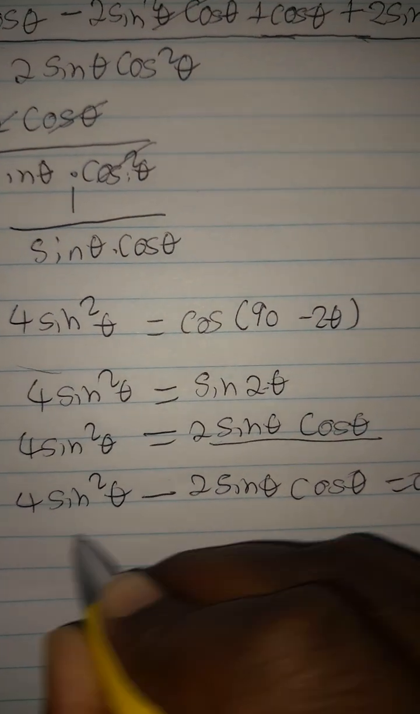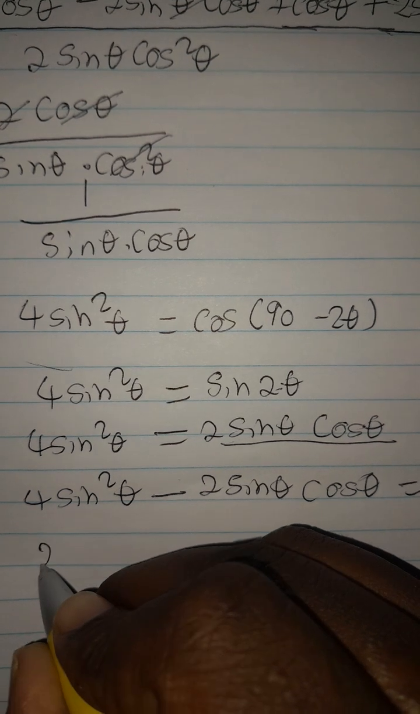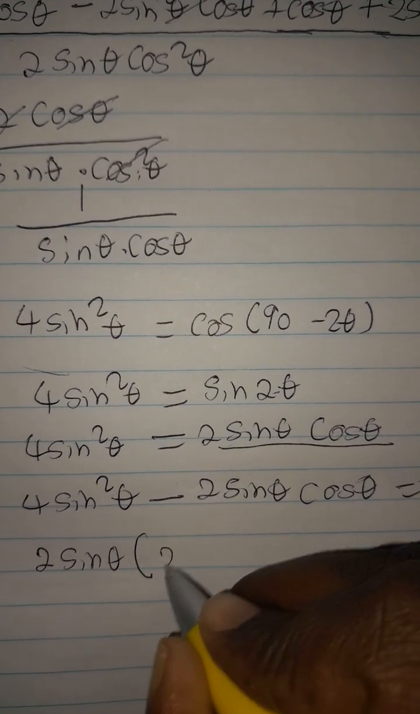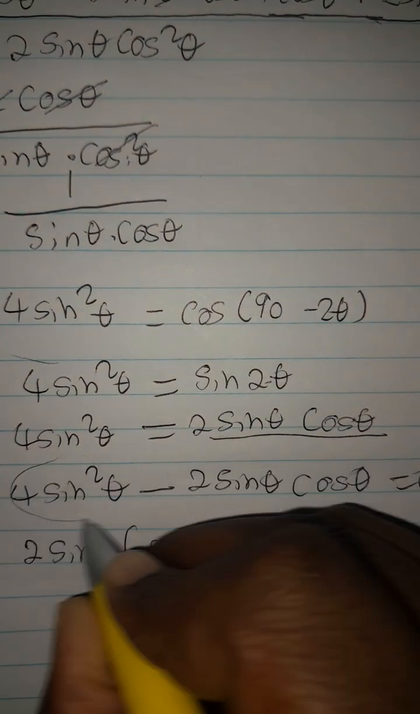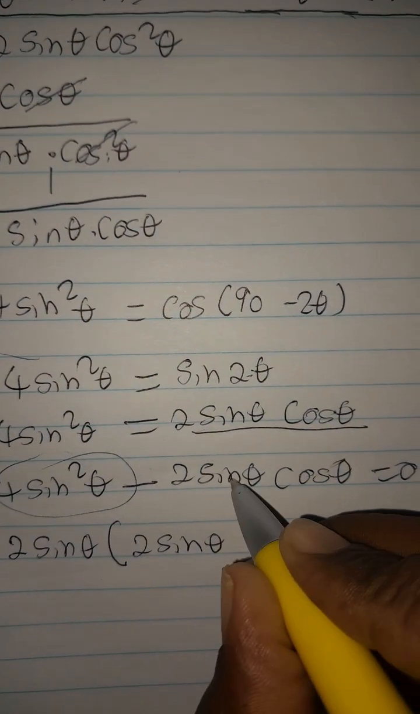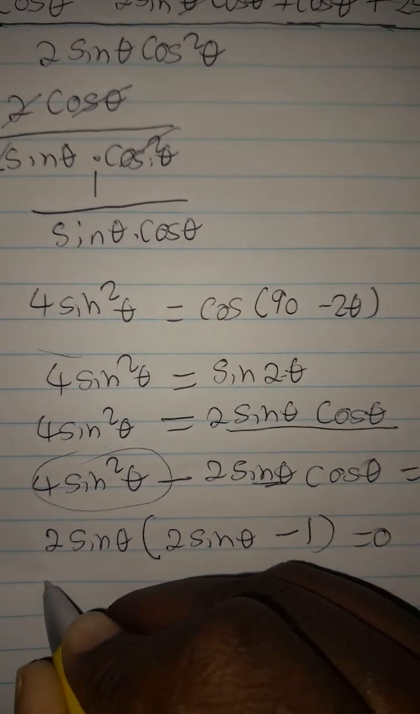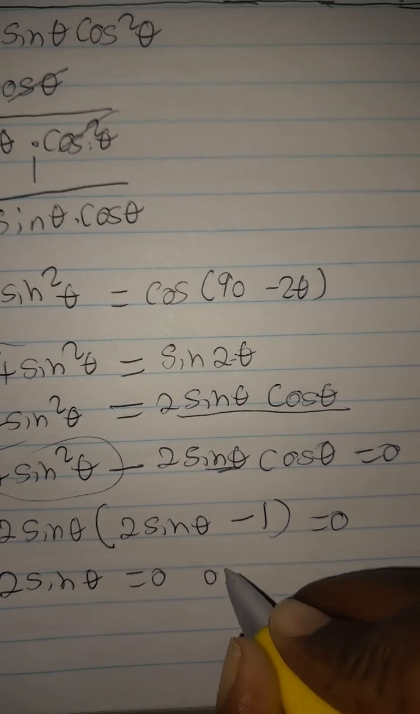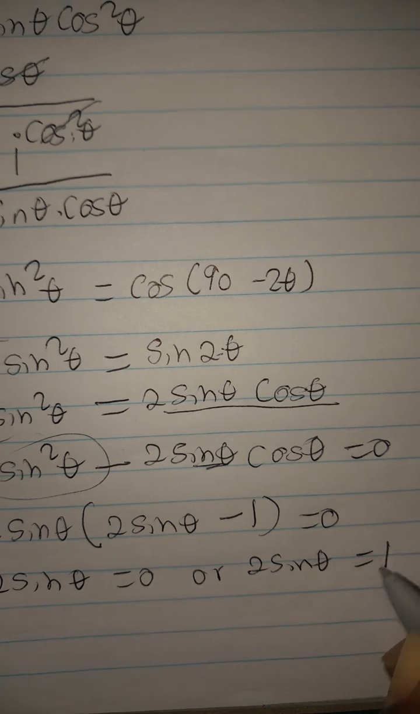So from here we can find the highest common factor. The highest common factor is 2 sine theta. Then I'm left with what here? 2 sine theta, because 2 sine theta times 2 sine theta will give me 4 sine squared theta. To get the second term, I need cos theta. Then I equate everything to 0. So I have 2 sine theta equals 0, or 2 sine theta minus cos theta equals 0.